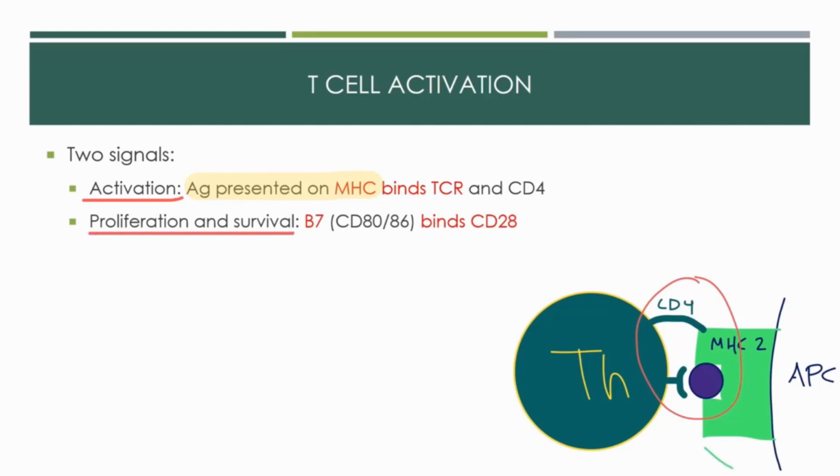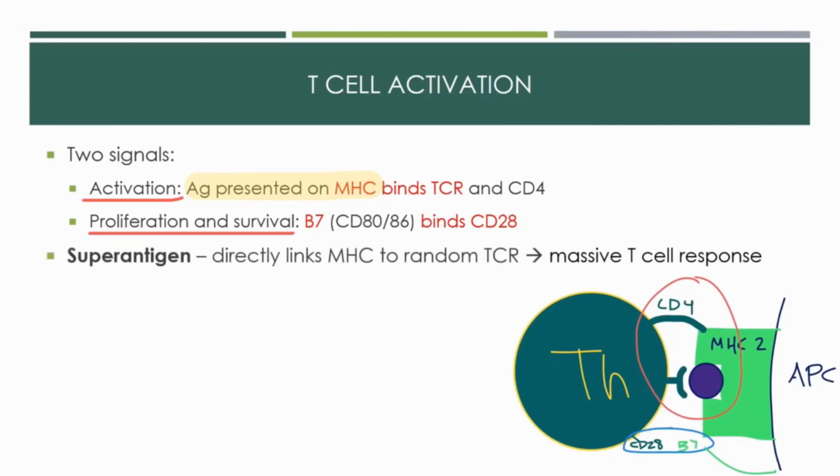This second signal occurs when B7, which is part CD80, part CD86 on the antigen-presenting cell, binds to CD28 on T cells. Only an antigen-presenting cell can provide both signals, and it's like two-step verification, just to be sure that an immune response is warranted. And this is yet another mechanism to prevent immune overreactivity and autoimmune disease. Once fully activated, the T cell can now proliferate.